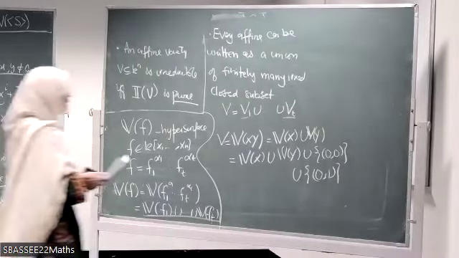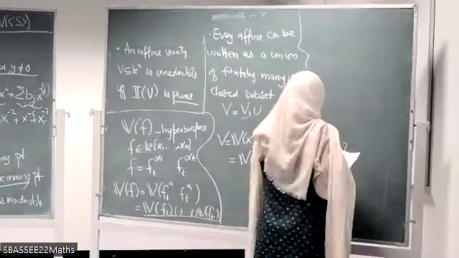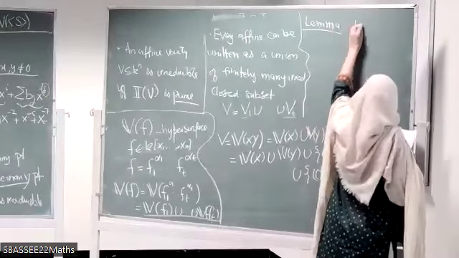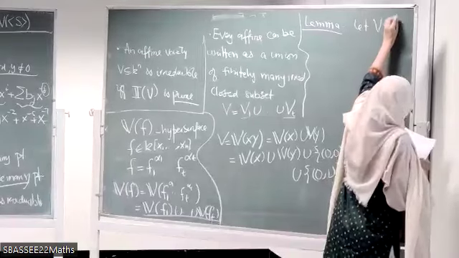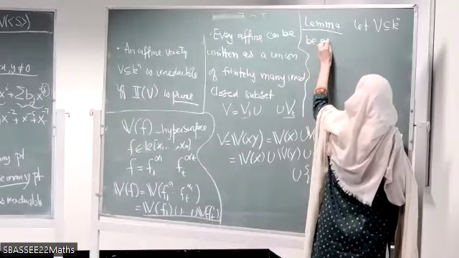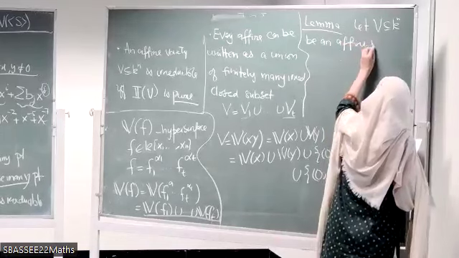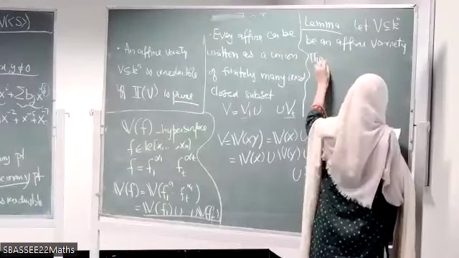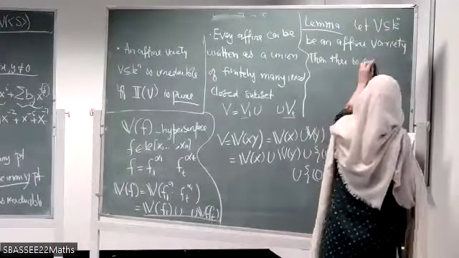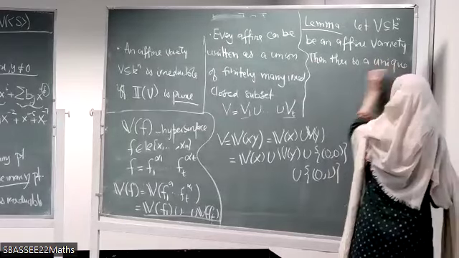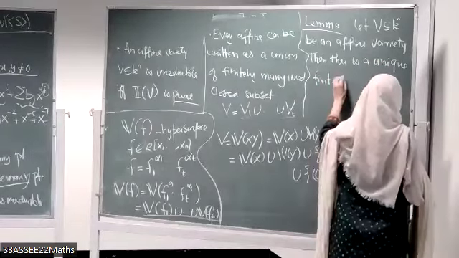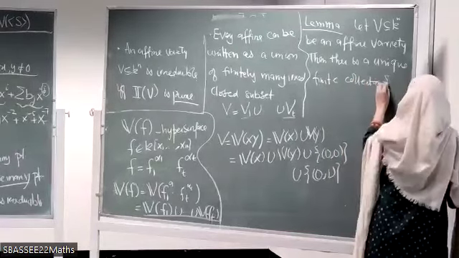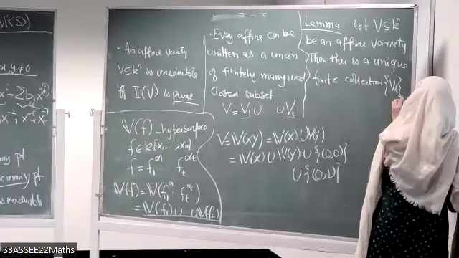Okay, so there is a lemma which says that yes, you can write in a unique way. So this is an affine variety, V. Then there is a unique finite set of irreducible polynomials, a collection of irreducible polynomials, not irreducible varieties.